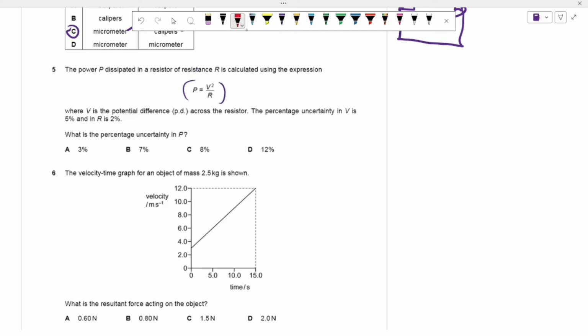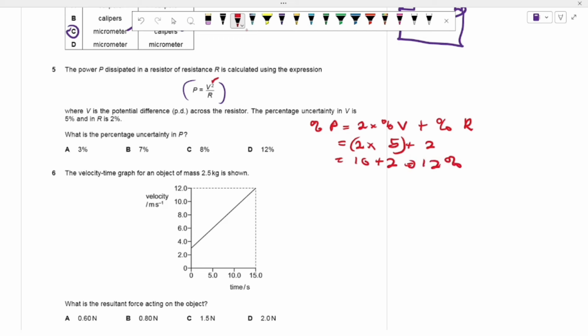So whenever you're given division, with two quantities dividing each other, we always find the percentage uncertainty in P as follows. Since we have a power here, we're first going to multiply by 2. So it's 2 times the percentage uncertainty in V plus the percentage uncertainty in R. The percentage uncertainty in V is 5, so 2 times 5 is 10, plus the percentage uncertainty in R, which is 2. 10 plus 2 is going to give you 12.